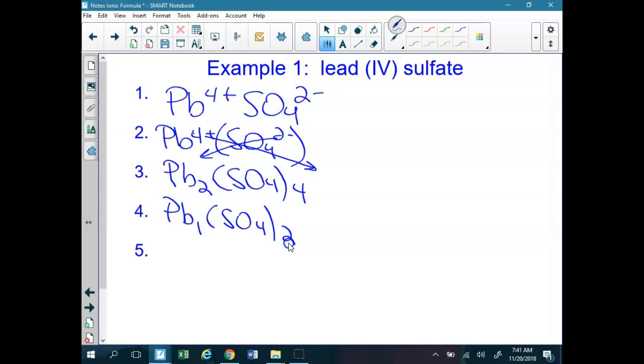Now we're going to rewrite without 1s. So if there's a 1, get rid of the 1. The parentheses doesn't have a 1 after it, does it? So that means it has to stay, because I don't want it to look like there's 42 oxygen. I want it to look like there's 2 SO4s. So the final answer would be Pb(SO4)2. The 1 went away. I had to keep the 2 because it was outside parentheses. And 1's the only thing we can take off. So that would be the final answer for that one.